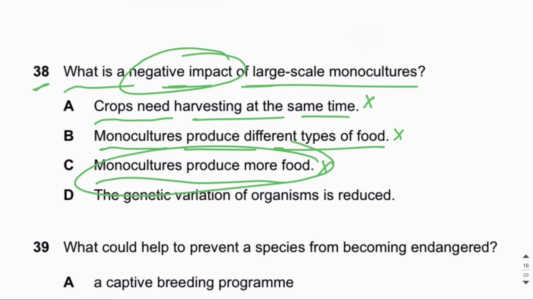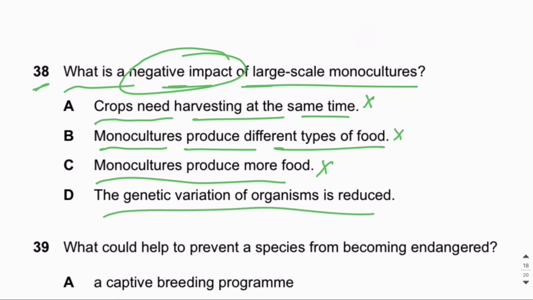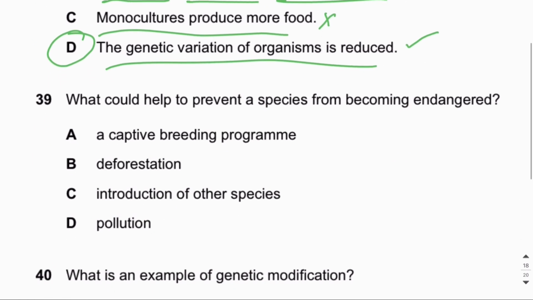Monocultures produce more food because you put only one type of crop, and you will get more of one type of food, right? The genetic variation of organisms is reduced. This is true, and this is the negative impact, right? Because if you put a single type of crop, what happens is that the genetic variation is reduced, and that is a negative impact. The answer is D.